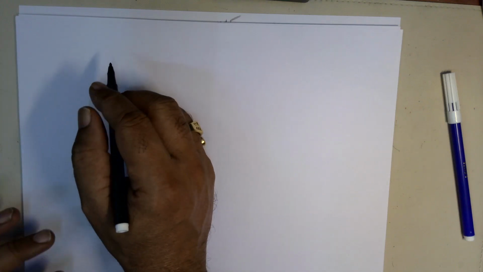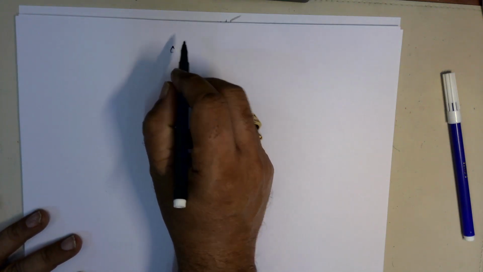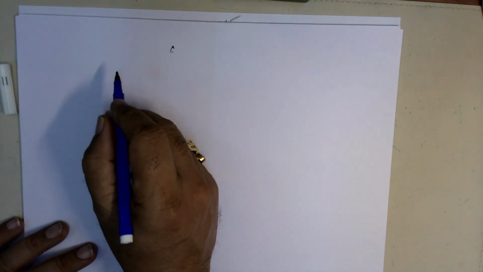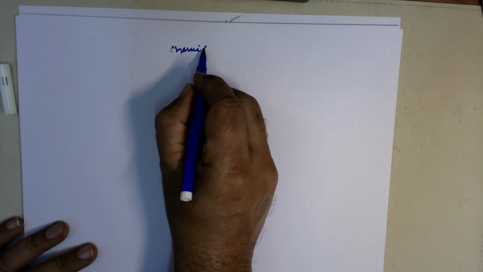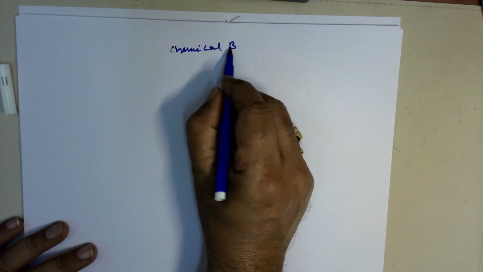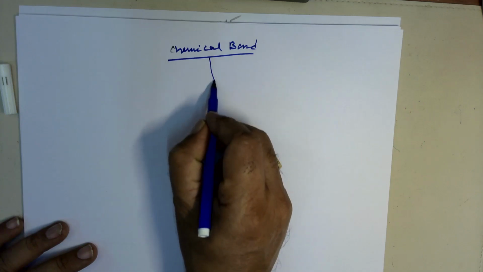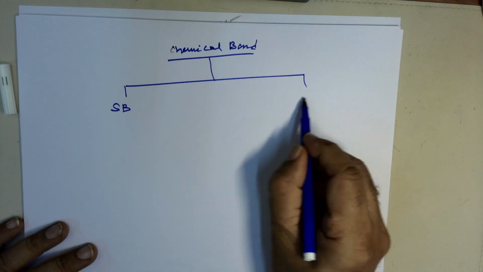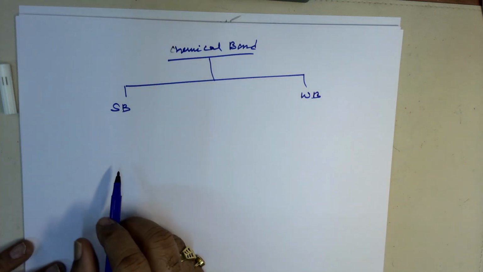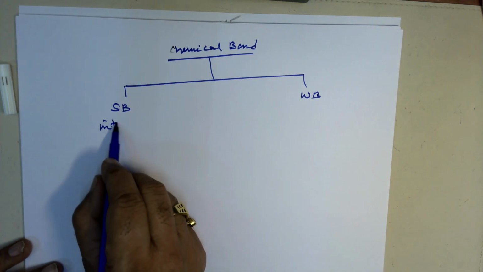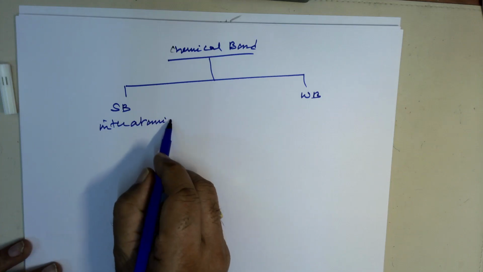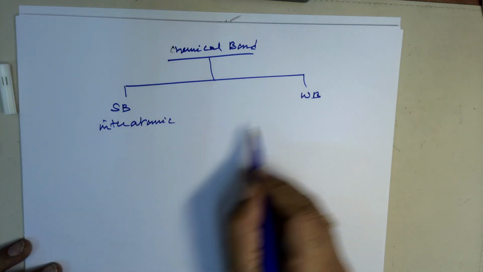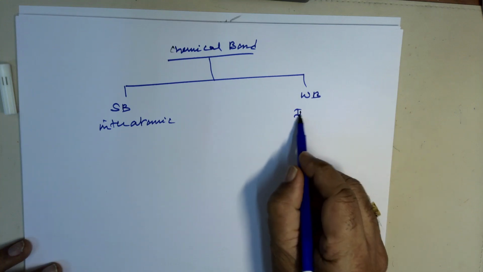Let us continue the second part of this chemical bonding lecture. As we have already explained, chemical bonds are classified into four types. Now, based on the strength, we can classify them as strong bond and weak bond. Strong bond means that this is interatomic, whereas a weak bond means this is intermolecular.